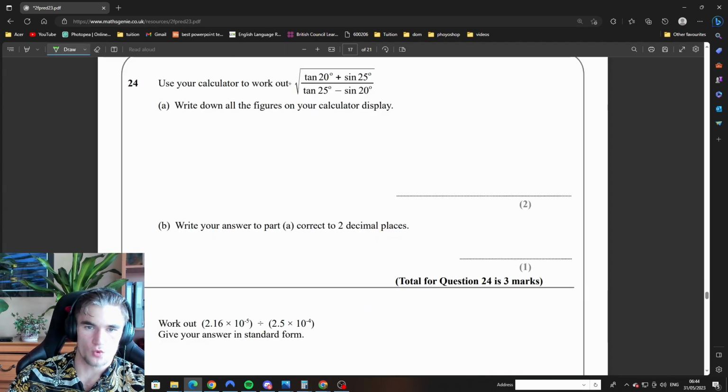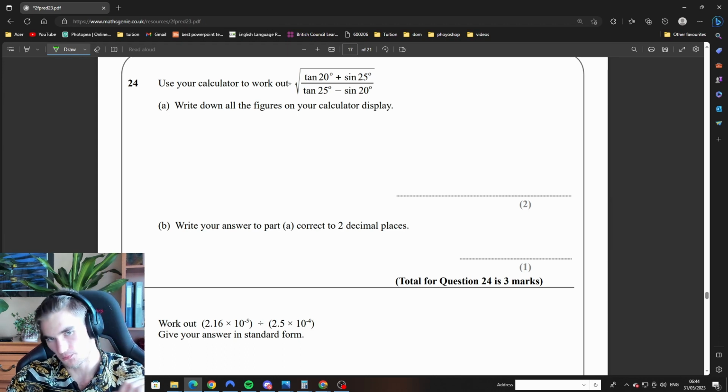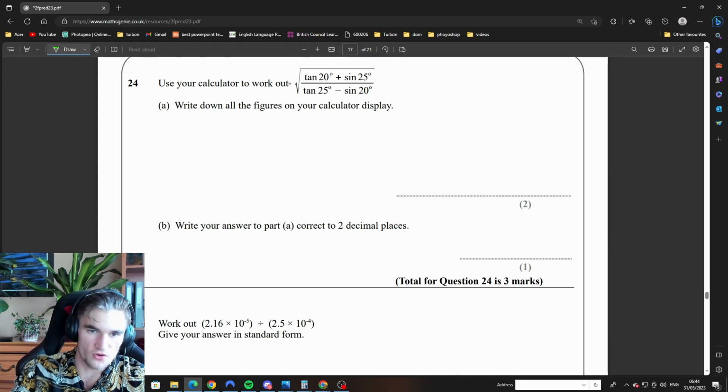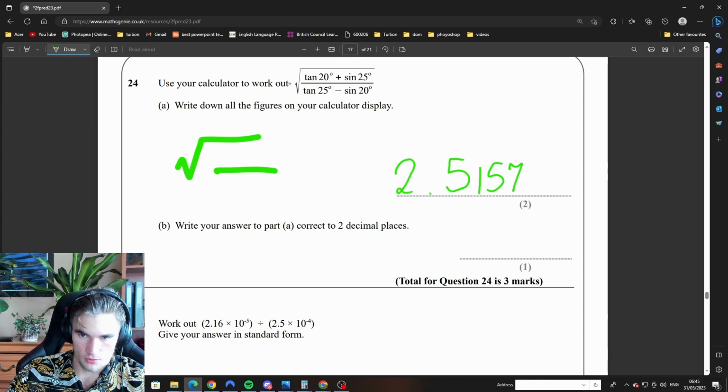Use your calculator to work out this. Oh, damn. Okay, so make sure that the first, like you have to press the buttons in order. So the first thing that we have is a square root. So first thing I have to click is the square root. And then I'm going to click the fraction button. And then I'm just going to fill the rest out, right? Put all of them down. Here we go.